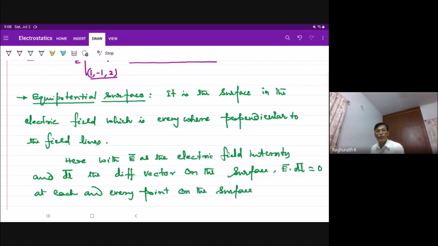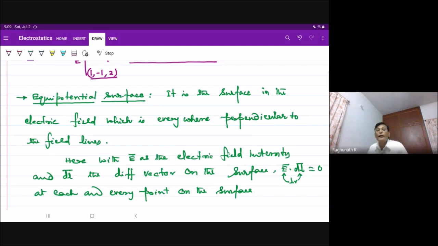Correct? If E bar dot dl bar itself is 0, why? Because E bar is perpendicular to the surface and dl bar is the differential vector on the surface, because of which they are mutually perpendicular. Dot product of two mutually perpendicular vector quantities is always 0.